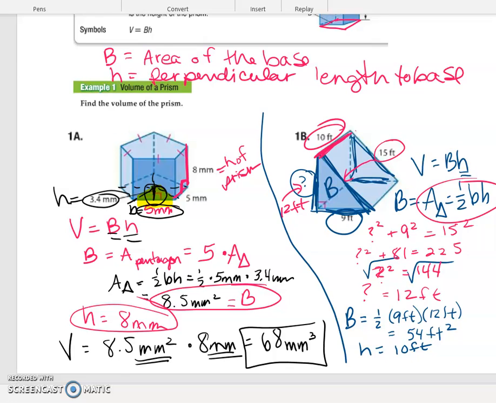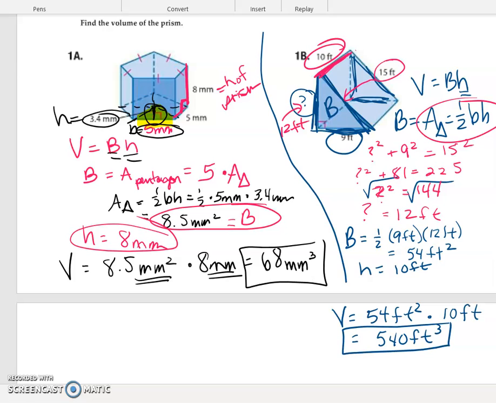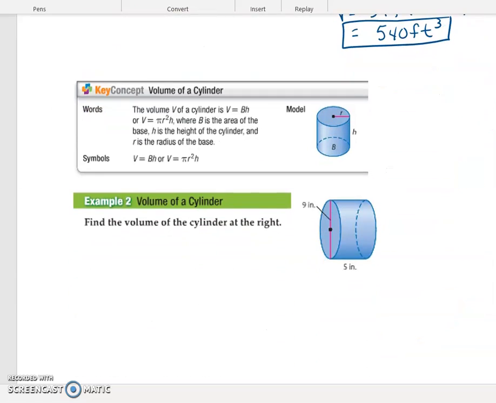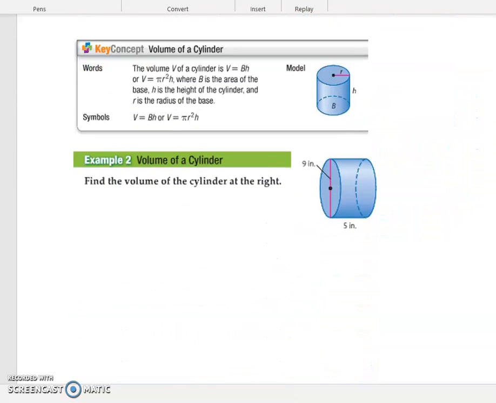Okay, so we're ready to put that in our equation. And so volume for this triangular prism is the area of the base, which was 54 feet squared, times its height, which is 10 feet, which is 540 feet cubed. Area of base times height. It's important that you determine what is the base and what part is the height.